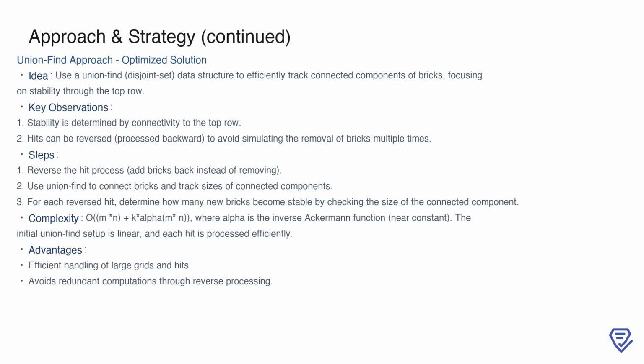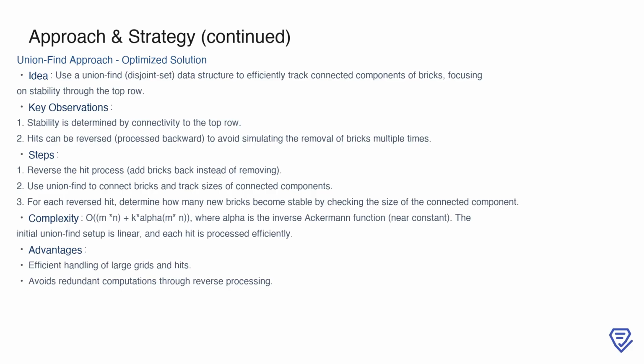Using union-find, we can then connect bricks and track the sizes of these connected components. For each reversed hit, we check how many new bricks become stable by examining the size of the newly connected component. The union-find operations, such as union and find, are optimized using techniques like path compression and union by size, making them highly efficient. This approach reduces the time complexity to O(m times n plus k times alpha of m times n), where alpha is the inverse Ackermann function, which grows extremely slowly.